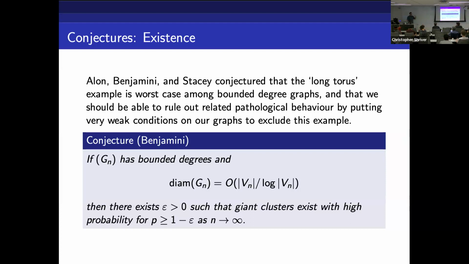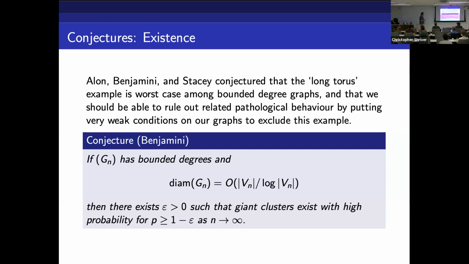Basically, as I understand them, although I don't think they say this exactly in their paper, these conjectures are all motivated by this long torus being somehow a worst case example. They're saying that if you add some mild geometric conditions that rule out this extremely stretched torus, then you should recover some theory.